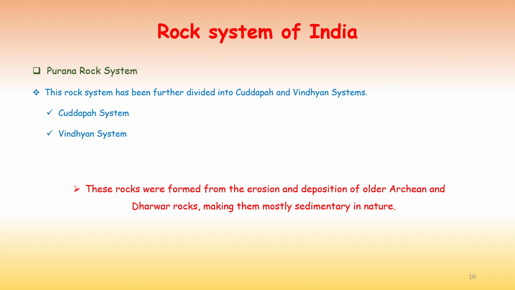The Purana rock system is a group of rocks in India that was formed between 1400 and 600 million years ago. It's made up of two systems, the Kadapa system and the Vindhyan system, which are mostly sedimentary in nature.